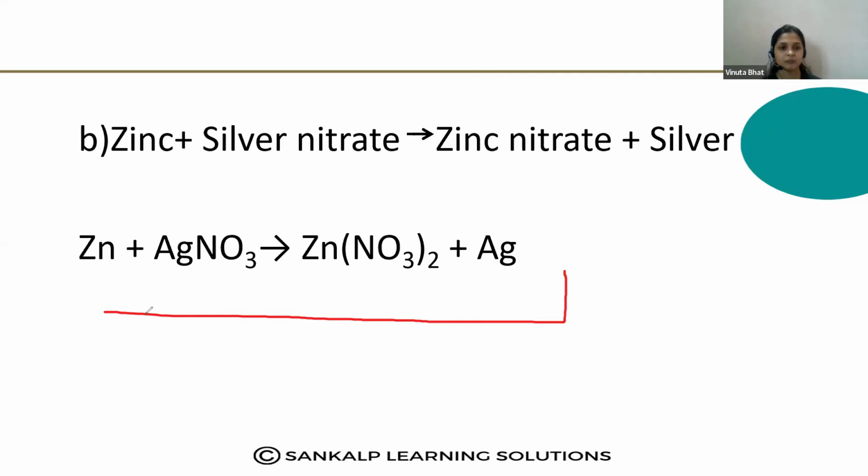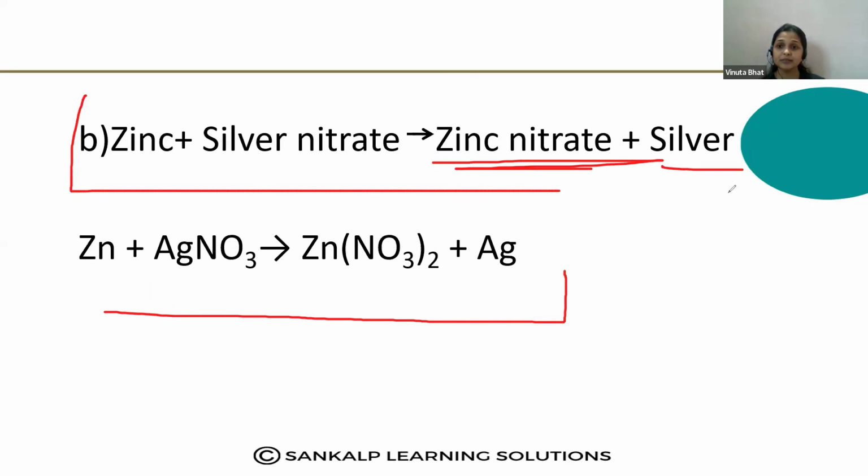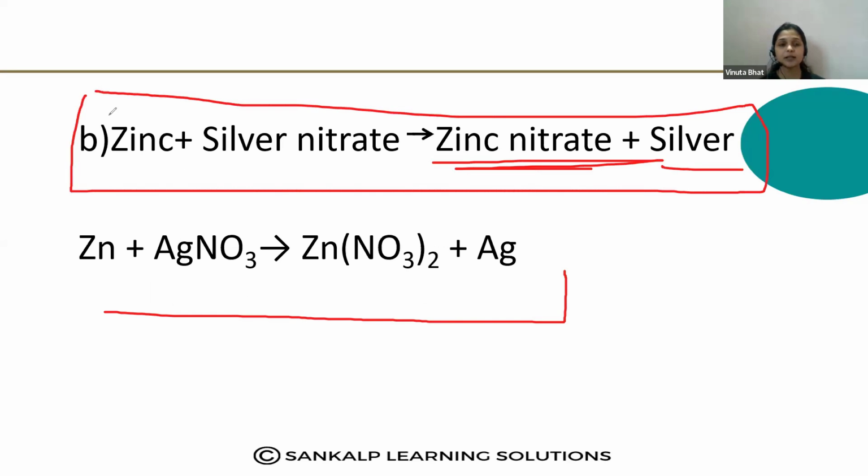Next question. Zinc reacts with the silver nitrate, forming zinc nitrate and silver. Actually, this question is given. You have to write the chemical equation first. Zinc, silver nitrate, that is AgNO3, and here zinc nitrate is formed and silver is formed here.